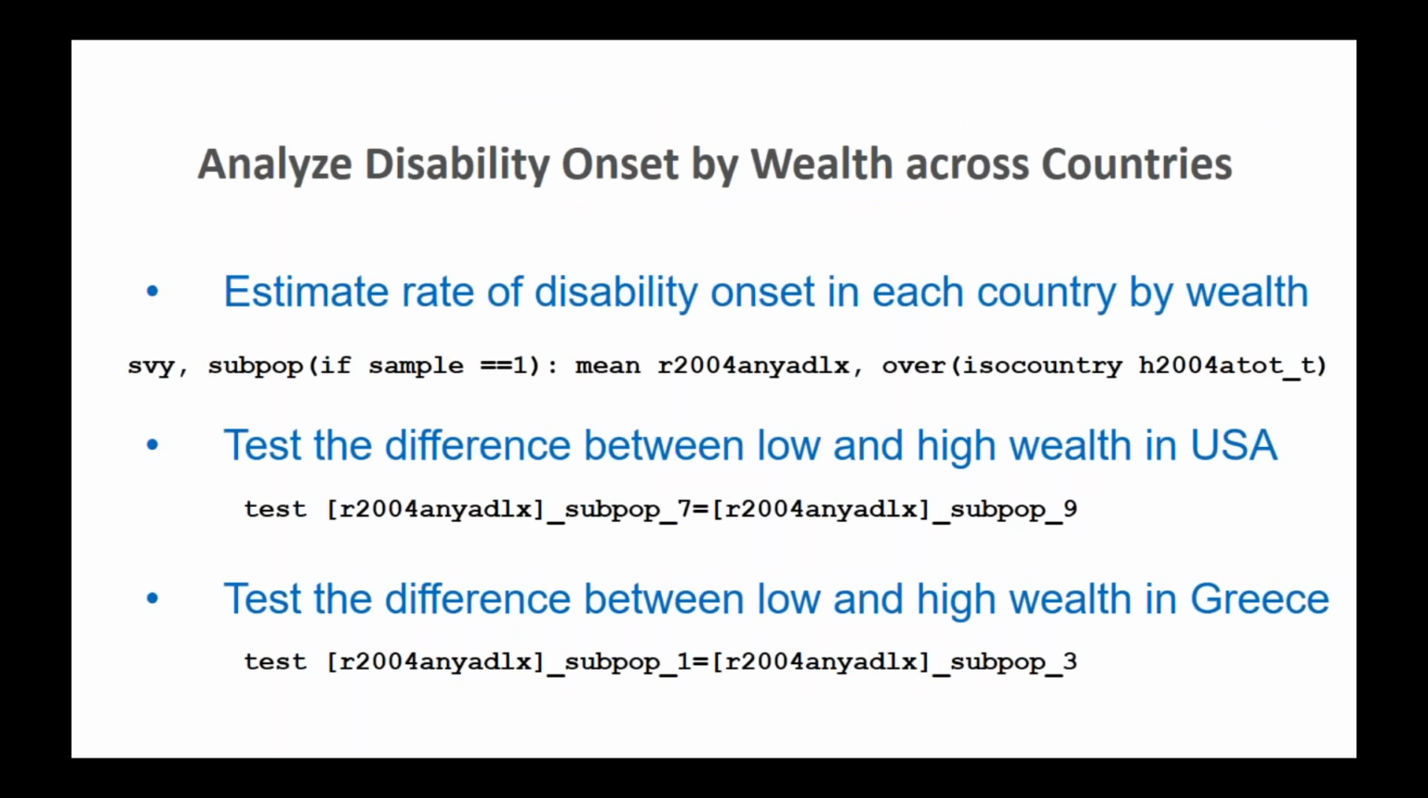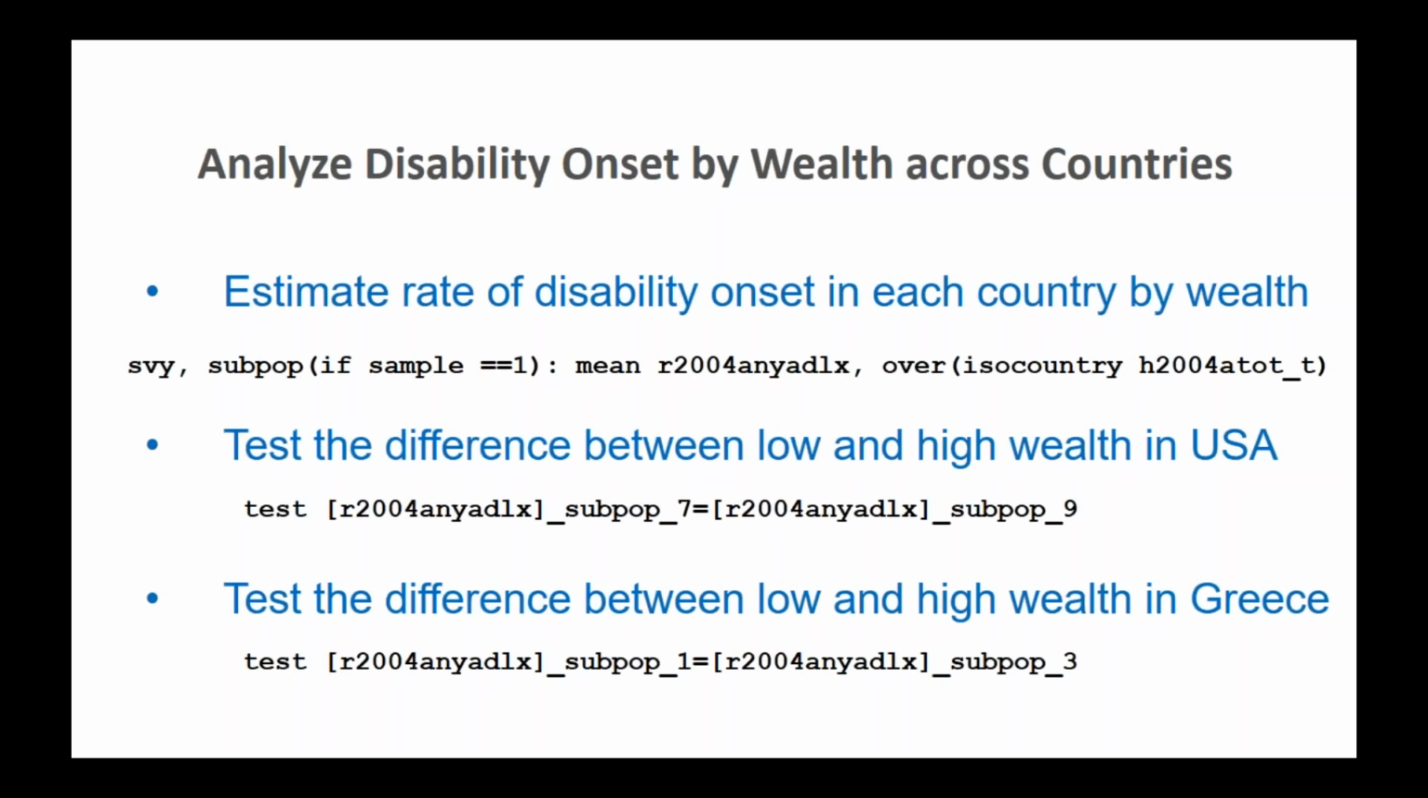And lastly, the last thing we'll do here is look over wealth, our last factor that we wanted to look over. So again, we're going to use our same command. We could also use a test here between low and high wealth. We could compare this time the US and Greece, looking at differences. So with our same command and our over option, we're going to say over ISO country, H 2004, A asset, total asset, so ATOT, and our tertiary one.